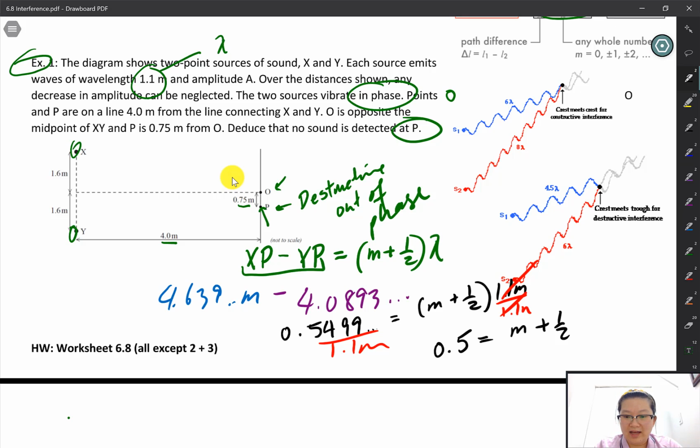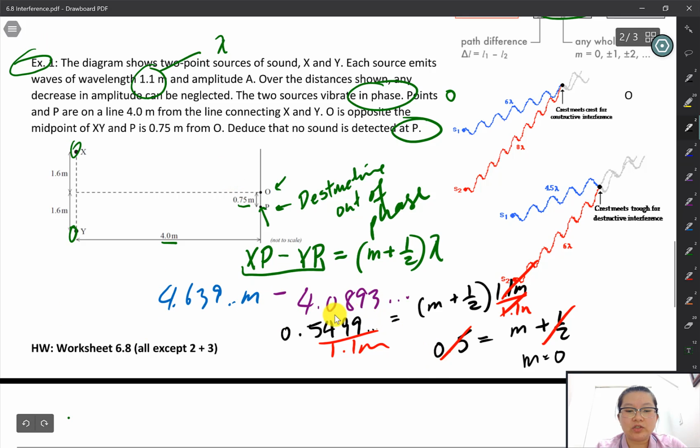And voila! Hey, look at this. I got 0.5 plus 1/2 here. This cancels out. I get m is equal to 0. M is equal to 0. But m gives me a whole number. If m gives me a whole number, that means the difference between my path lengths is definitely half wavelengths. So you might be thinking, what? I'm so confused.